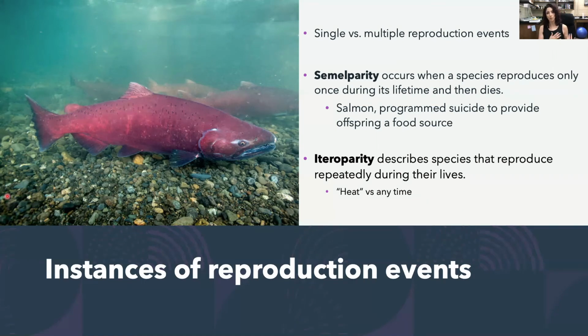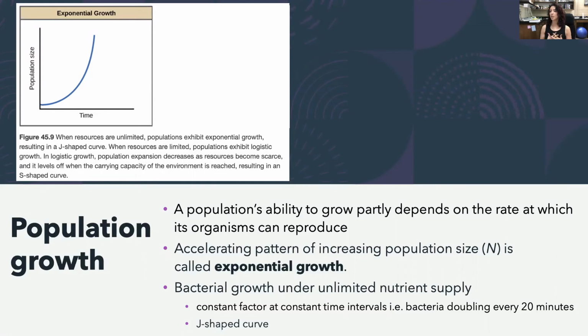And there are other organisms like humans and chimpanzees, for example, that can reproduce pretty much at any time. It's not a seasonal thing. We don't undergo this seasonal estrus. Instead, we have menstrual cycles that make pregnancy likely over a few days per month during ovulation. So all of this feeds into population growth. And a population's ability to grow partly depends on the rate at which its organisms can reproduce.